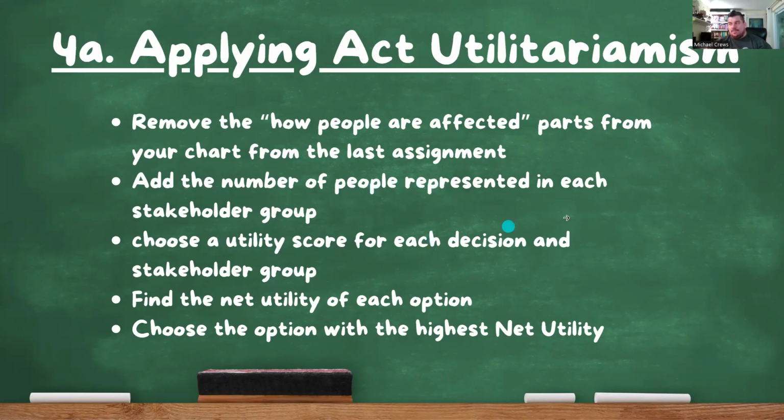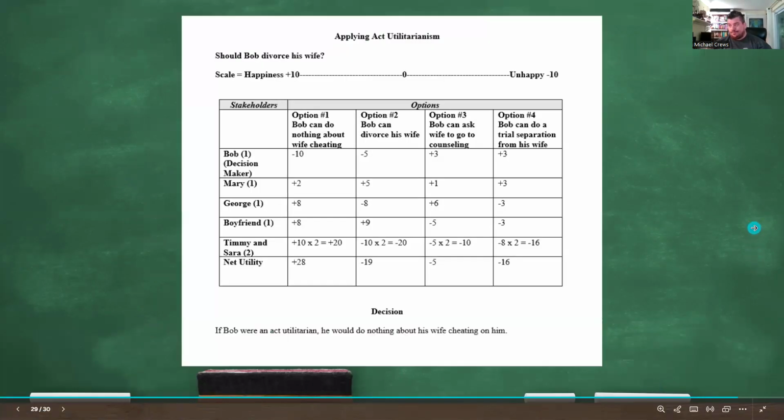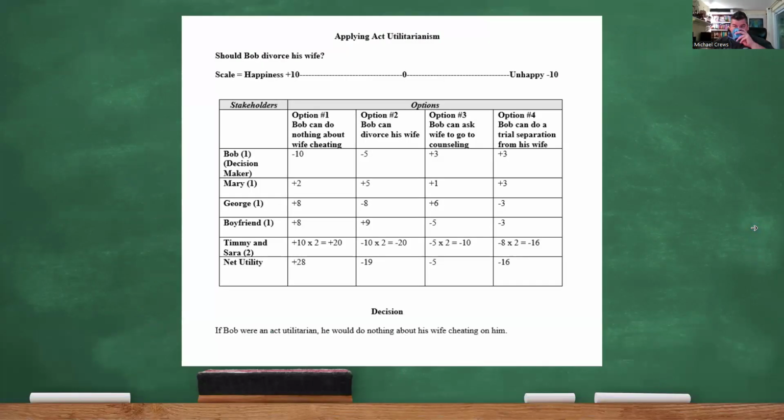We're going to add the number of people represented in each stakeholder group, and that's important. We'll talk about that in a second. Then we're going to choose a utility score for each decision and stakeholder group. Then we're going to find the net utility for each option, and then we're going to choose the option with the highest net utility. So let me show you what this looks like. This is what this is going to look like on your assignment. This is a snapshot straight from the sample. So just fill it out and all this stuff will be there for you.